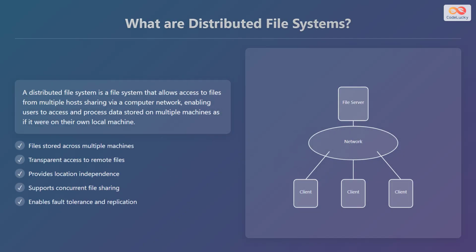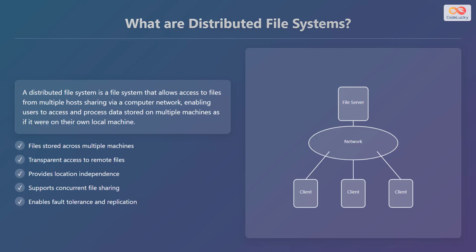So, what exactly are distributed file systems? A distributed file system is essentially a file system that enables multiple hosts to access files over a computer network. It allows users to work with data stored on different machines, as if it were all on their own local computer. Think of it as a way to create a shared storage space across multiple machines.